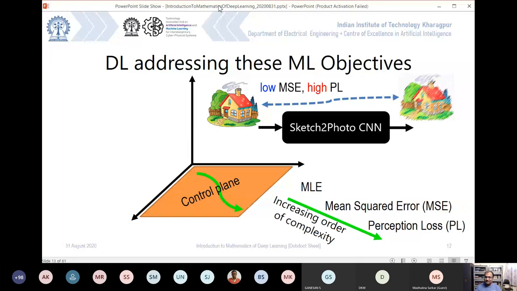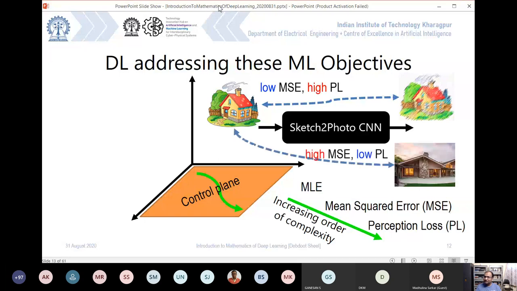But if I ask you this question, does it look like the photograph of a real house in any real setting? It is no. It's some sort of scratchy thing which looks very different from the sketch. It clearly is not something which looks very close to a real photograph. And what that would mean is that your perception loss is very high. Loss means something which is low is good, and high means it is very bad because you are losing out most of the time.